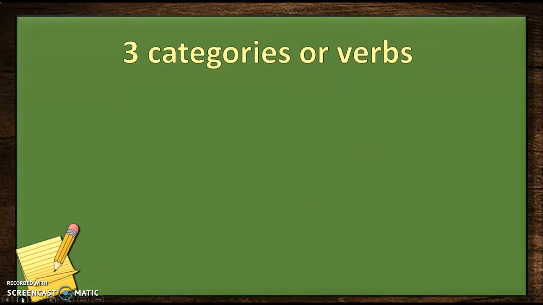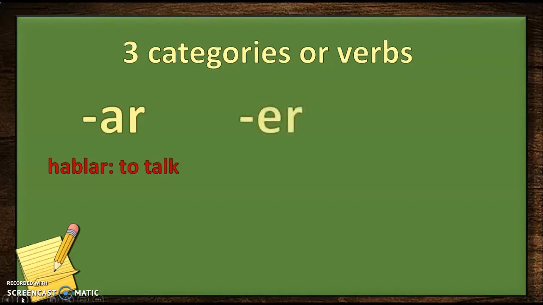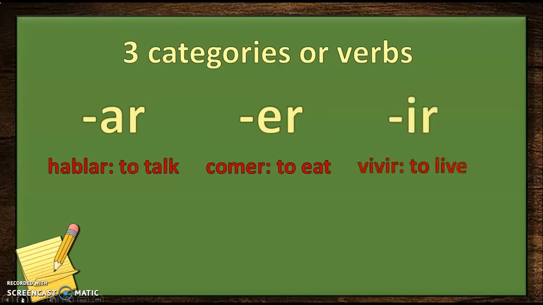There are three categories of verbs, just as an overview. In Spanish, we have verbs that are called AR verbs, and an example of that would be hablar, which means to talk. ER verbs, here's an example of that, comer, which means to eat, and IR verbs. Here's an example, vivir, which means to live. Now you can see that the reason we categorize them this way is because of the way they're spelled. So AR verbs end in AR, ER verbs end in ER, and IR verbs end in IR.